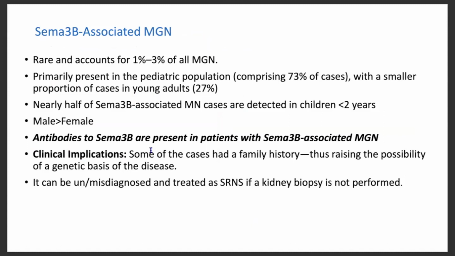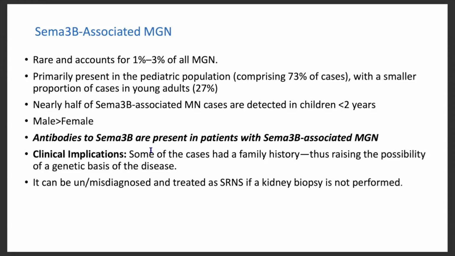Semaphorin 3B is the antigen most prevalent in membranous nephropathy in children. In the original cohort described by Dr. Sanjeev Sethi and his group at Mayo Clinic, about 73% of the children's cases had this semaphorin 3B. We see them in our practice also, and a lot of them occur in children, so it's a very important marker to have in your laboratory. Antibodies to SEMA3B have been well detected in patients having membranous GN associated with SEMA3B. The practical implication is that, since we are diagnosing these cases, we have realized a large number of SEMA3B-associated pediatric MGNs actually have a genetic basis.